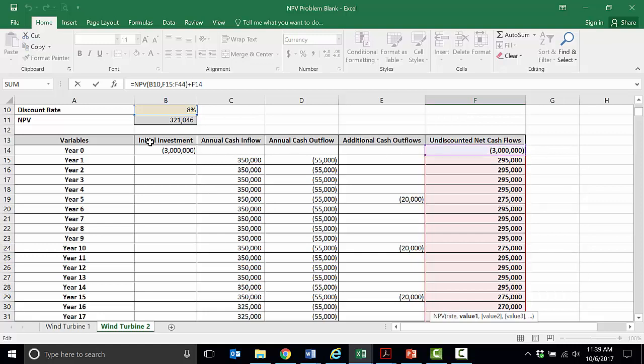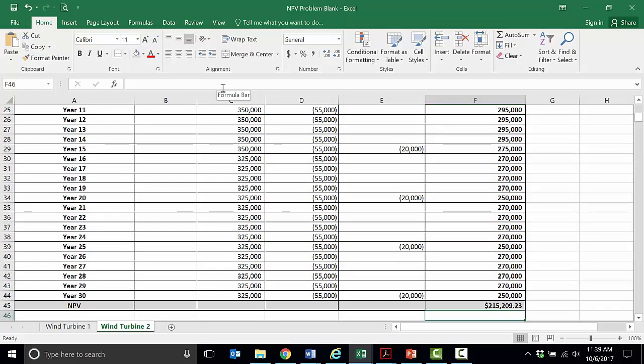Just because we use these labels over here doesn't actually tell Excel what we want it to do. We're only using these cell references right here to tell Excel that. So we need to be careful not to include that initial investment in our NPV formula, but we do need to factor it in. So we're just doing that separately by adding it to the end here. And then we get our total NPV of $215,209.